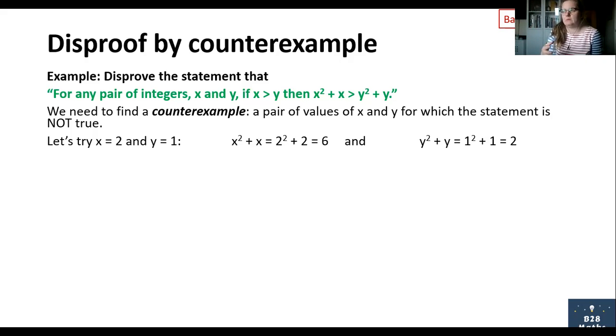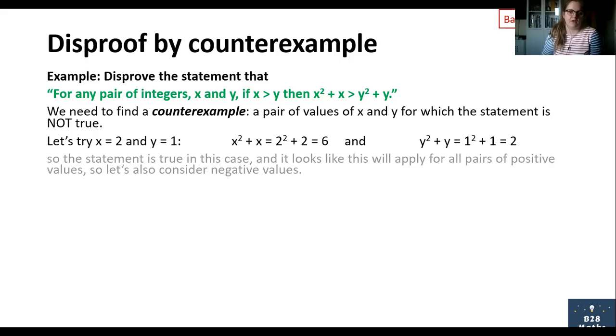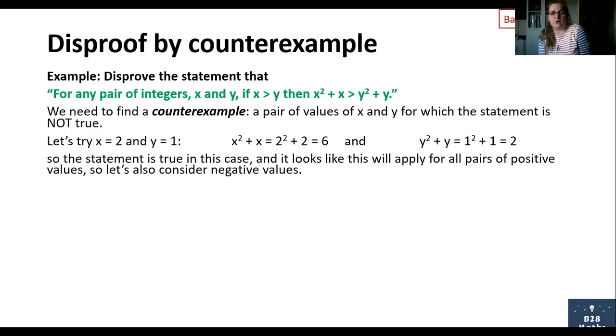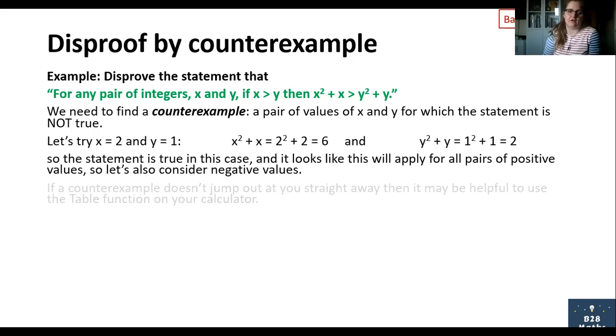Obviously, we've got a huge amount of numbers that we could deal with here, so we can't just sit here and go through exhausting every single set of numbers. It just wouldn't be a viable way. This statement is true in this case, and it looks like it would apply for all pairs of positive values. No matter what our positive value is, as long as x is larger than y, then x squared plus x will be greater than y squared plus y. However, we haven't looked at negative values, so we could look at those.